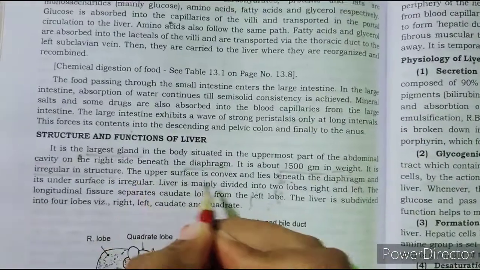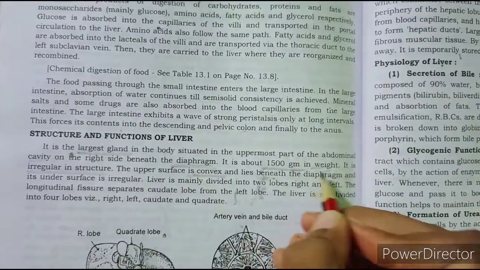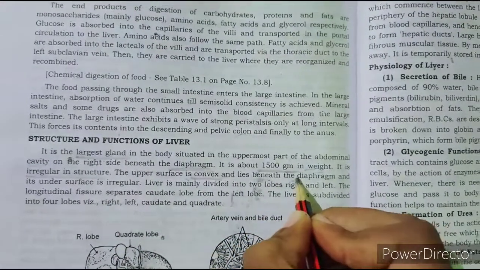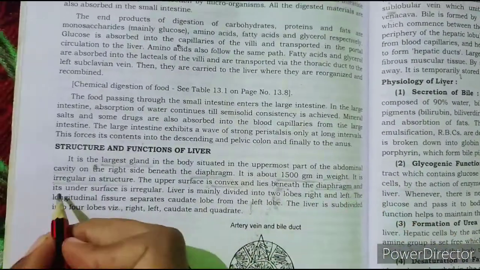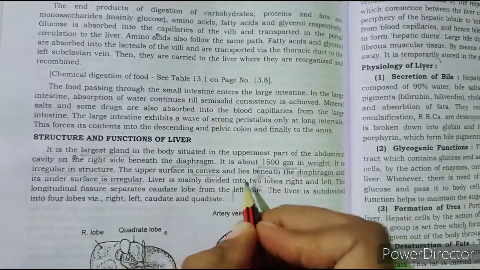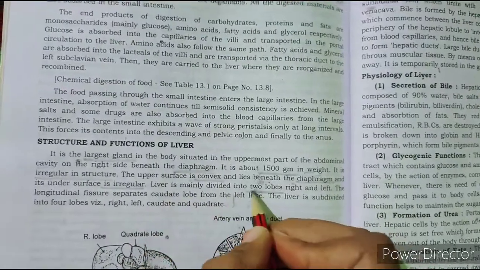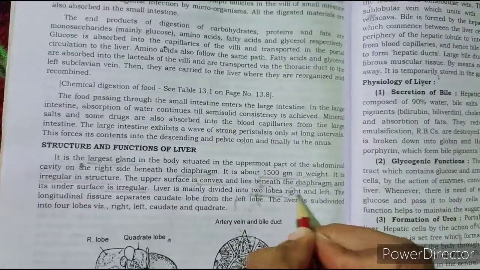The upper surface is convex. The upper surface of the liver is convex and lies beneath the diaphragm, and its under surface is irregular. The liver is mainly divided into two lobes, the right lobe and the left lobe.